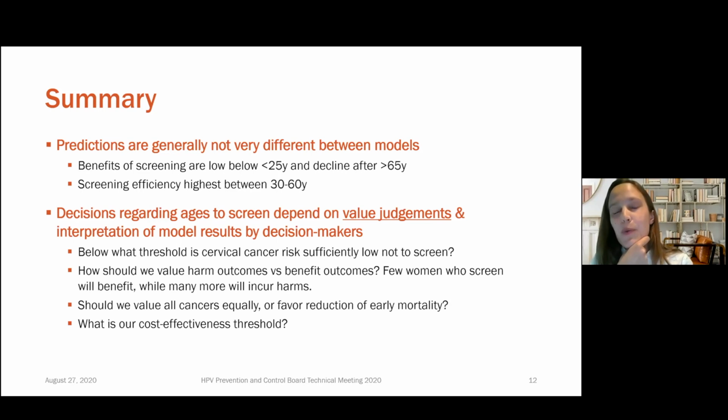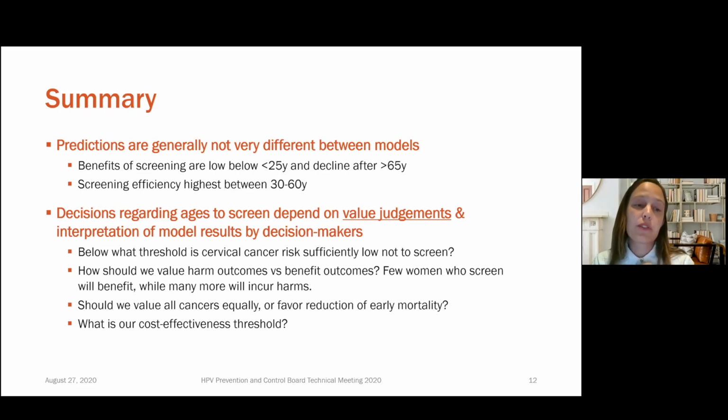Much of what I'm trying to convince people of is that the decisions regarding ages to screen depend a lot on the value judgments and the interpretations that are made by decision makers. And so these are questions of value judgment. For example, what threshold do we think that cervical cancer risk is sufficiently low not to screen? How should we value harm outcomes versus benefit outcomes? Few of the women who screen will benefit from their screening, and many more of them will incur harms, but the women who do benefit will benefit a lot because they may potentially gain very many life years from their screening.